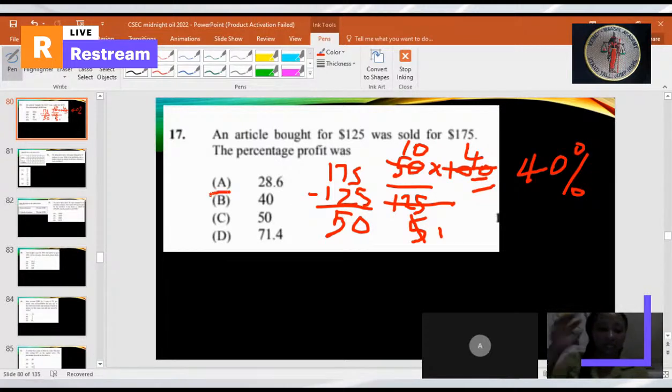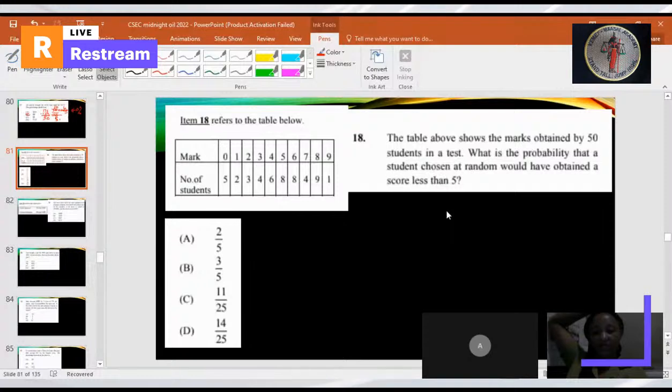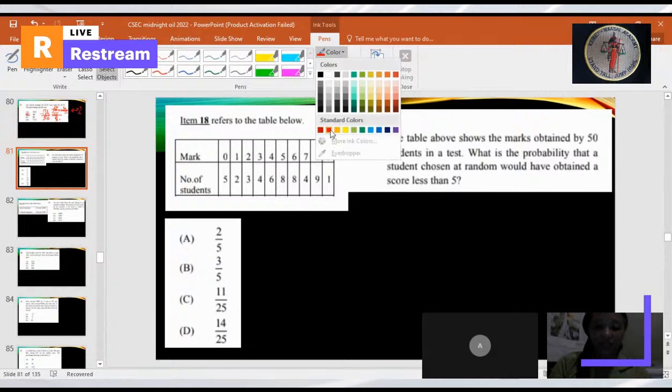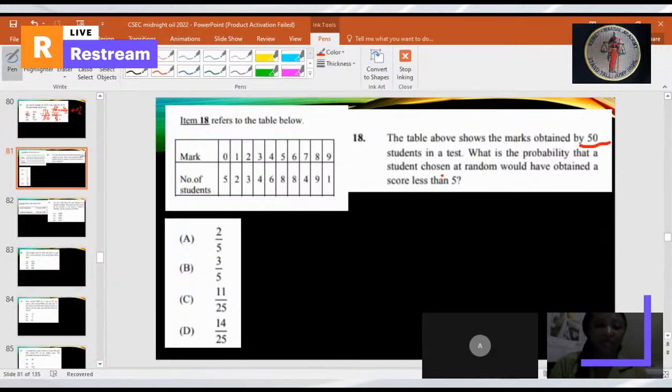Number 18. The table above shows the marks obtained by 50 students in a test. What is the probability that a student chosen at random would have obtained a score less than 5? So we have to add the number of students. So 5 plus 2, 7 plus 3, 10, 14, 20. Oh, they told us. Why am I giving myself extra work? So they told us 50 students.